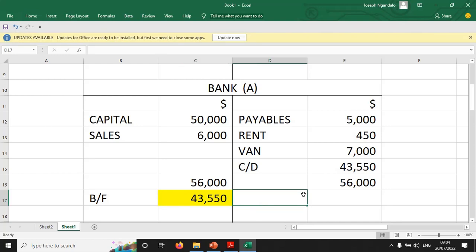Please, this is a debit balance account. This is a debit balance account. Why? Because the debit was bigger than the credit.